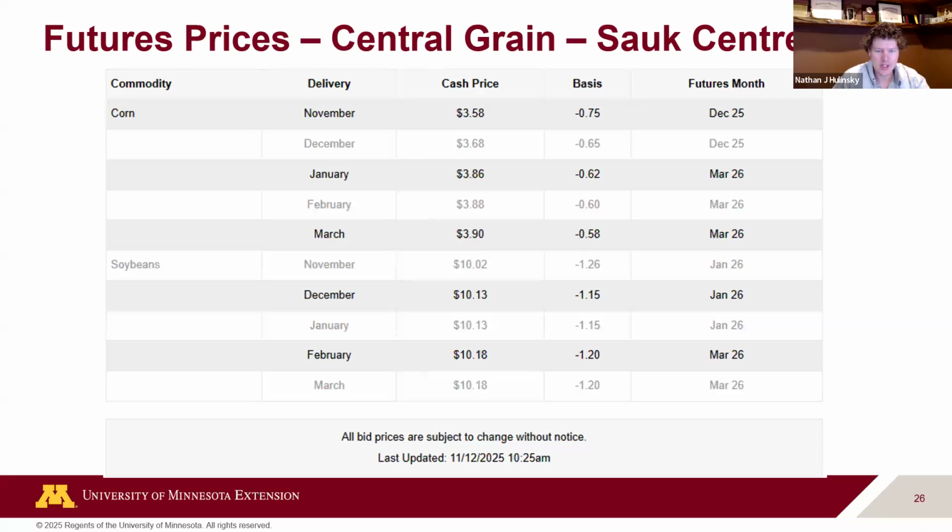Soybeans there right around $10. I think that jumped a little bit in the last week, but not a significant increase. Most farmers' cost of production on soybeans is around $11. So these prices are not profitable for most farmers across central Minnesota, but this is what current cash prices are at.